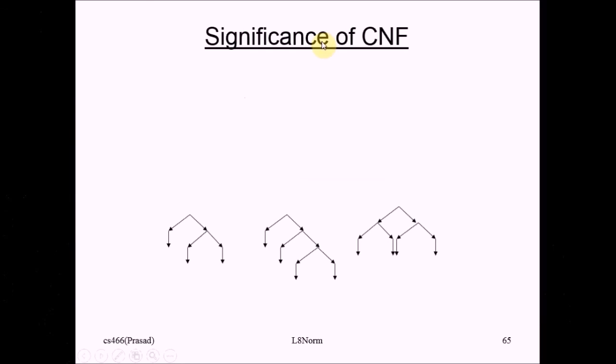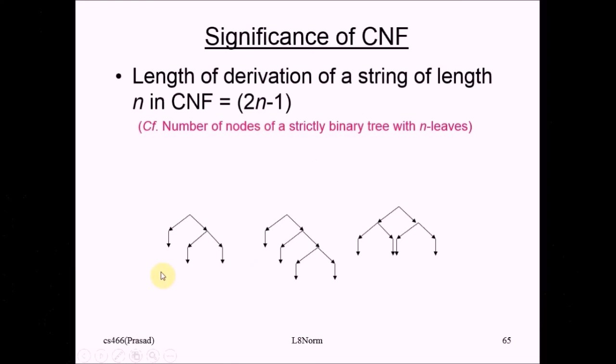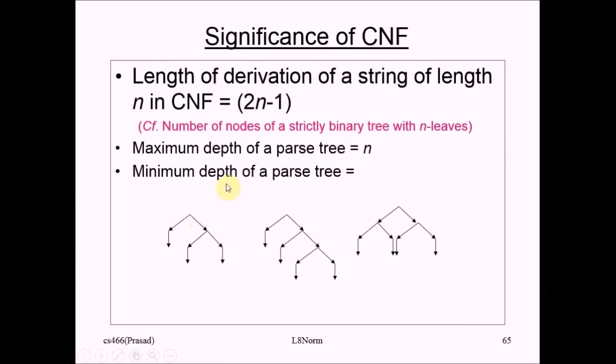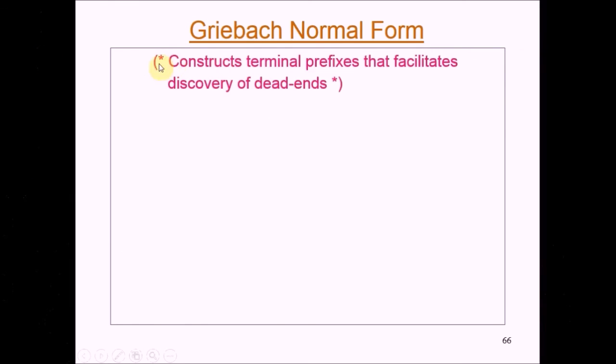Now coming to the significance of Chomsky normal form. Here we can see this is a parse tree, and for the derivation of this parse tree, the length of the derivation should be of the form 2n minus 1, where n is the length of the string. The maximum depth of a parse tree should be equal to n, where n is the number of leaves, and the minimum depth of a parse tree should be of the form log 2n plus 1, where log 2n is in the form of a ceiling function.